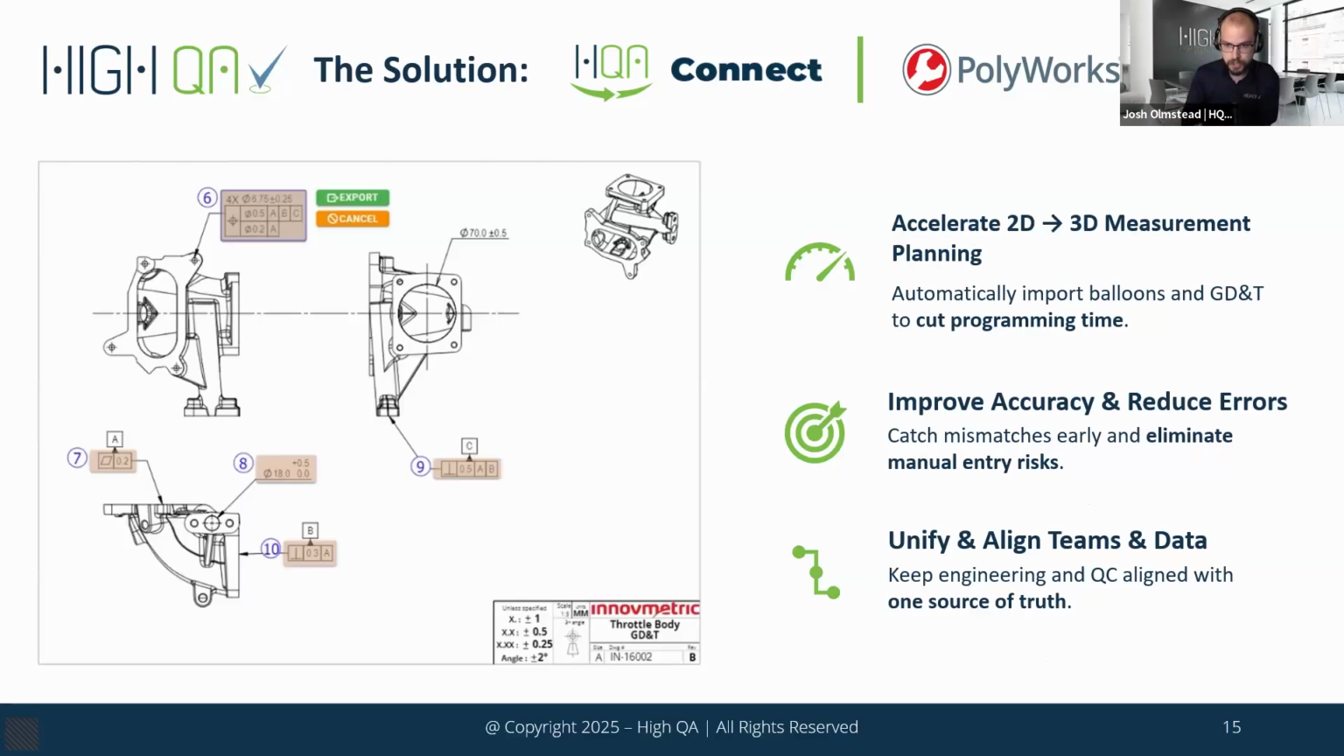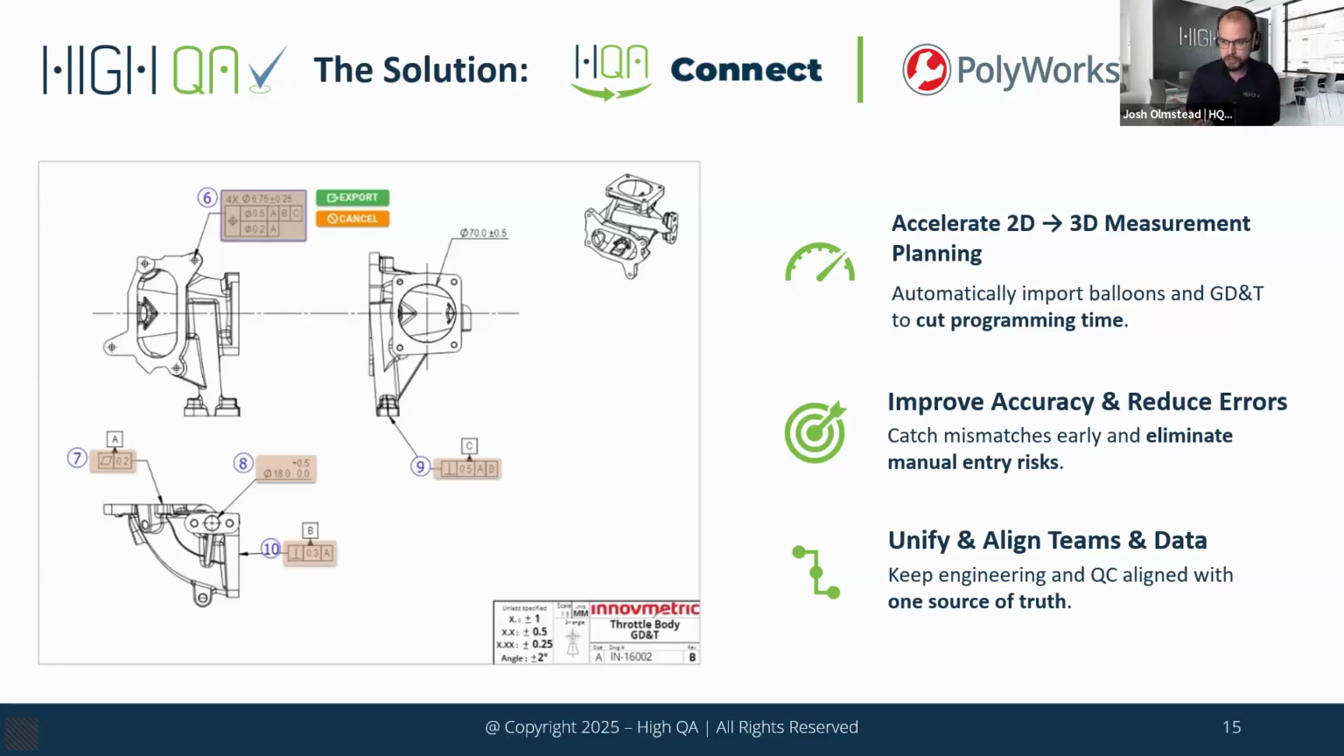We're seeing huge increases in accuracy and reduction of errors because it's a database to database driven product. There's no typos, and if there's mismatches even between a drawing and the 3D model, it will automatically flag that. We'll see that in the demo coming up.